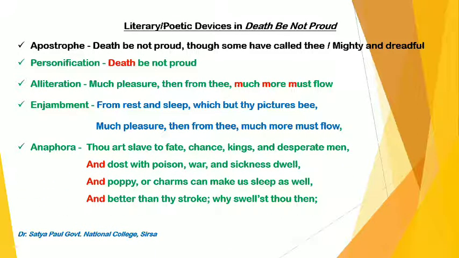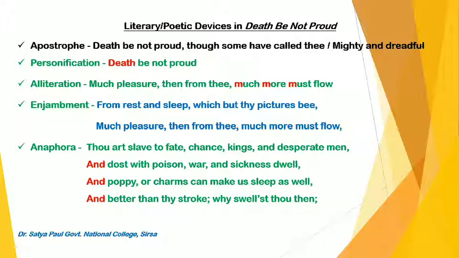Anaphora. Anaphora is used for emphasis, and the poet uses a similar word or phrase repeatedly, especially at the beginning of a line. You must have seen Keats use it in the poem Ode on a Grecian Urn: forever, forever, forever. Just like that, John Donne in this poem uses "and" in all the lines. These lines are from the sestet, and they begin with "and."